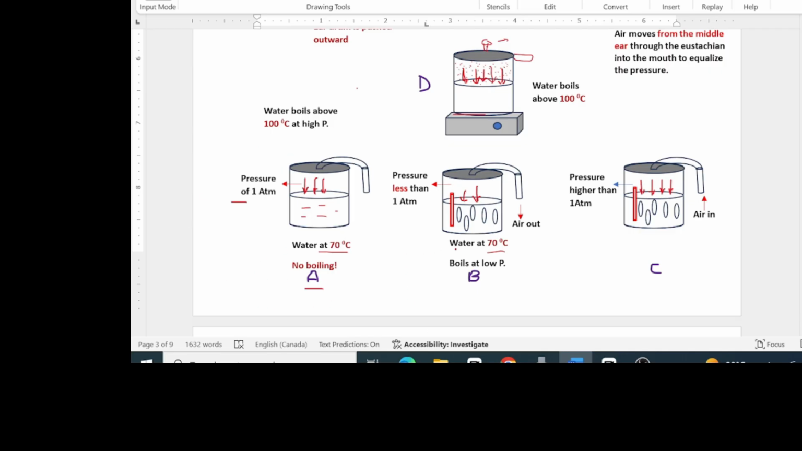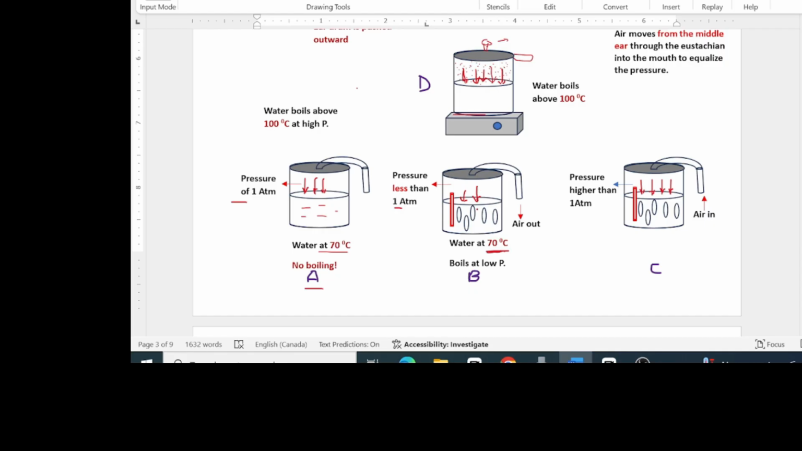Okay? Now look what happens. If we have the same system here with the water at 70 degrees Celsius, but instead of maintaining the pressure at 1 atmosphere, we use now a vacuum pump to remove the air from within the system here. So we're making the pressure above the water here less than 1 atmosphere or less than 100 kilopascal. Now what happens as the pressure is gradually reduced, all of a sudden, at some point, even though the water is at 70 degrees Celsius, boiling takes place. And you see bubbles start to come up here.